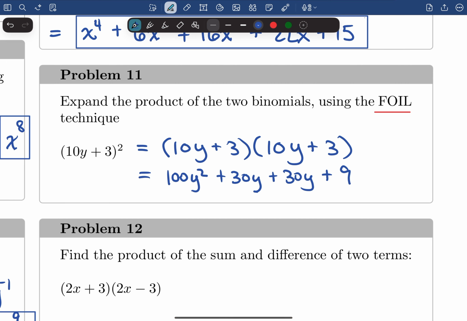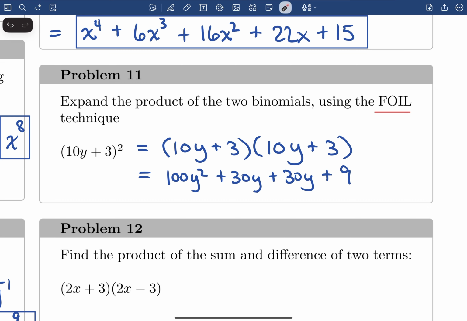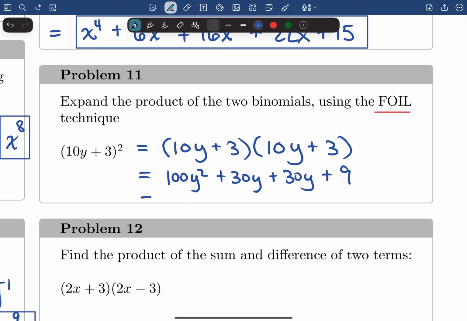And I look for any like terms. It just so happens the outer and inner terms of FOILing, they are like terms in this case that can be added together. So my final answer is 100y squared plus 60y plus 9. There we go. That's the result.